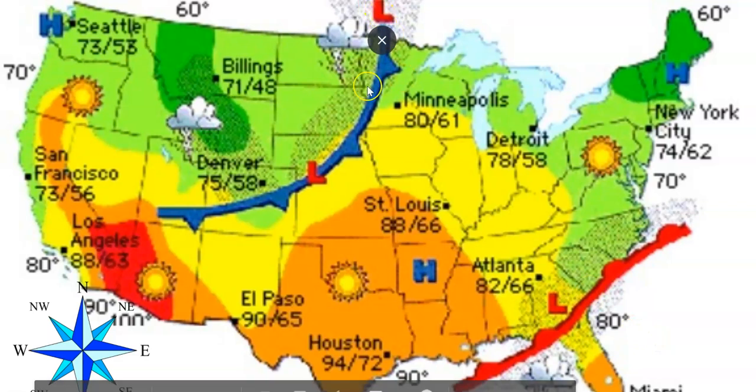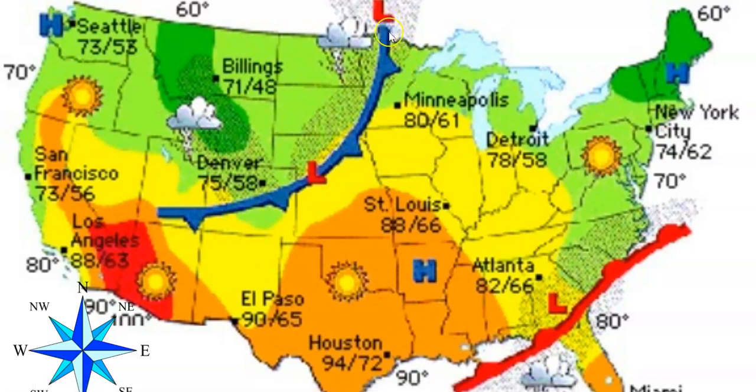Okay, on this weather map, we can see our isotherms, the areas with similar temperatures. We can also see our highs and our low pressure system. And we have two fronts. This is our cold front. This is our warm front. So how can we tell which direction these are moving?